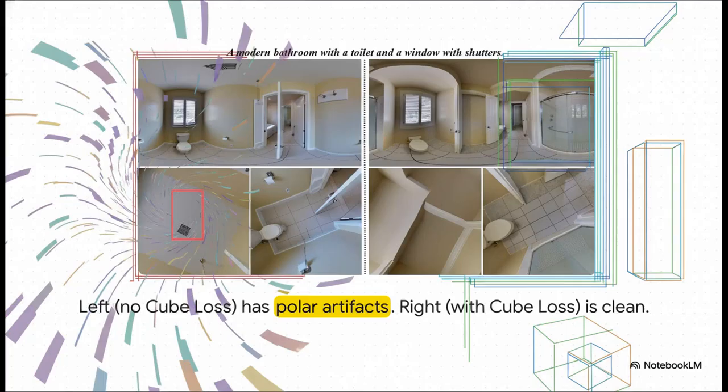And here is the proof, right here. On the left, you see a bathroom generated without cube loss. Just look at the ceiling. See that vent? It's all swirly and distorted, like something out of a funhouse. The model is just guessing.